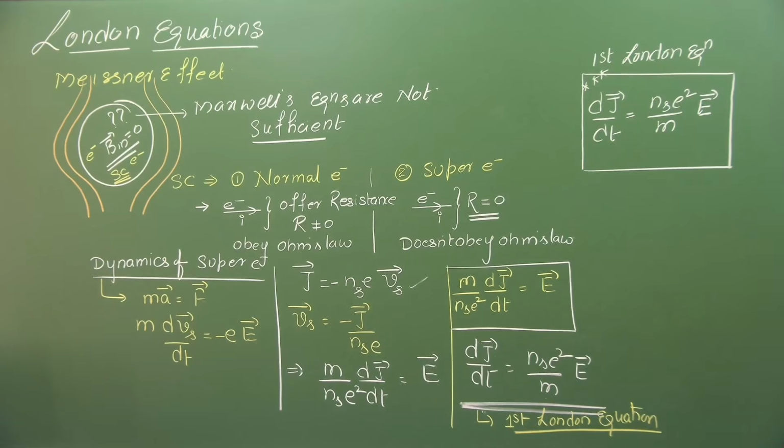Don't simply copy, substitute; you know all the things. J equal to n e vs, get the Vs and substitute. Minus minus gets cancelled, and finally we got dJ by dt equal to ns e square by m into E bar.